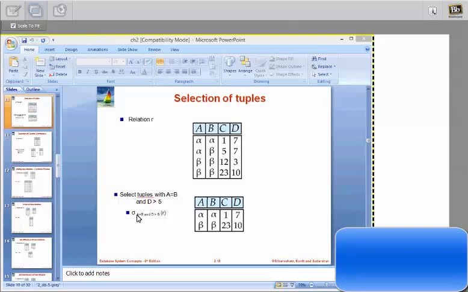The question could be like this, and this is the way you should write down the schema, okay? Like here, select tuples with A equal to B and B is greater than 5.